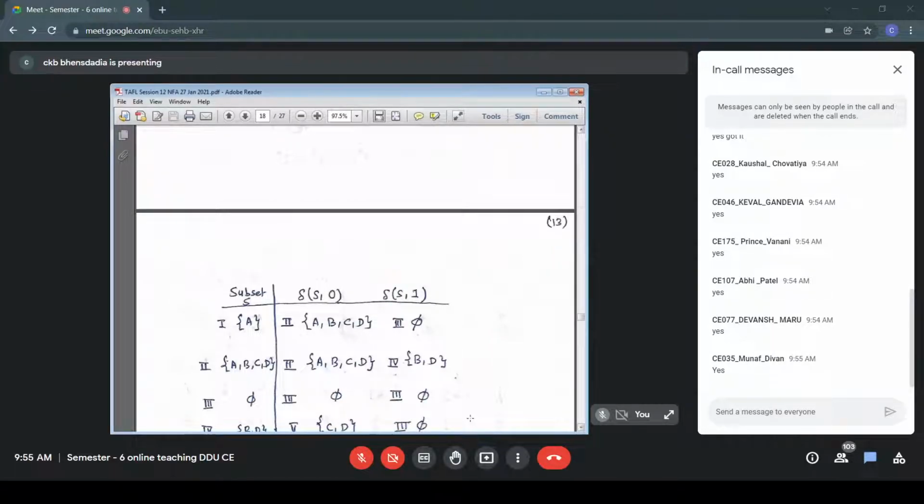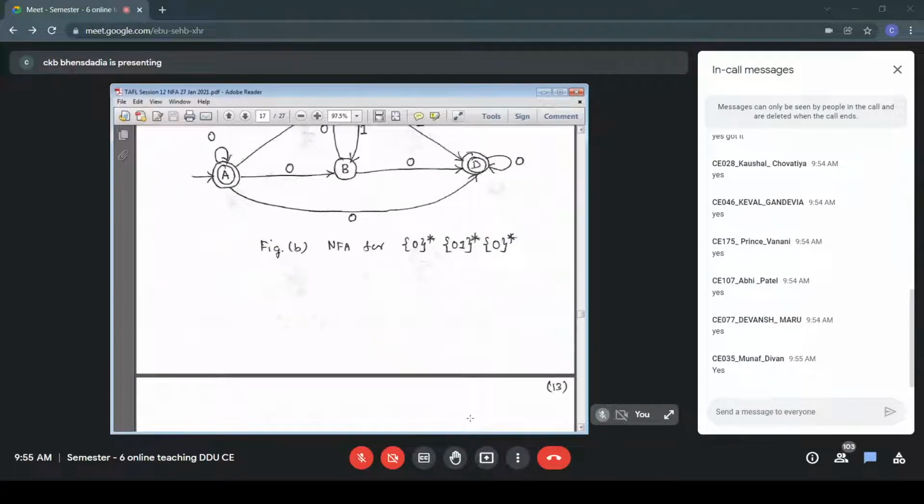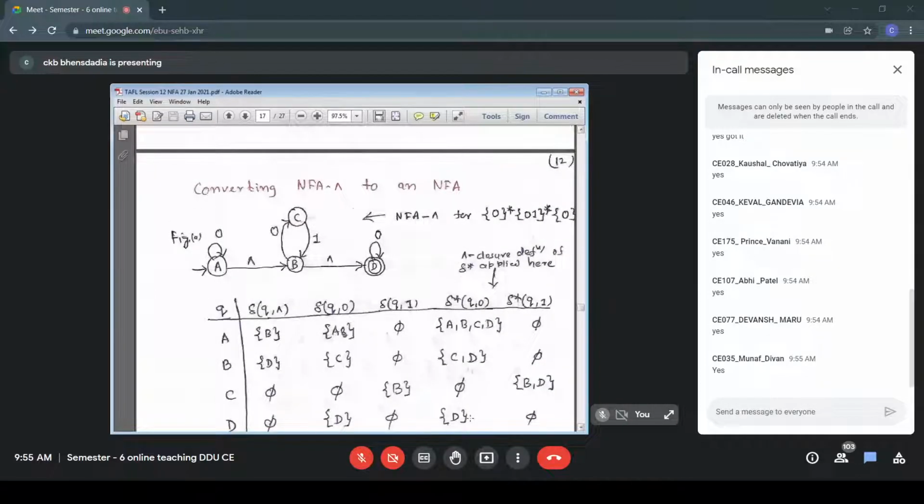Fourth is BD. So BD on 0 and 1. Rightmost two columns: it is CD union D. So that is CD and phi. Correct. BD on 0 is CD union D, and the answer is CD. Phi union phi is phi. So the answer is CD and phi.